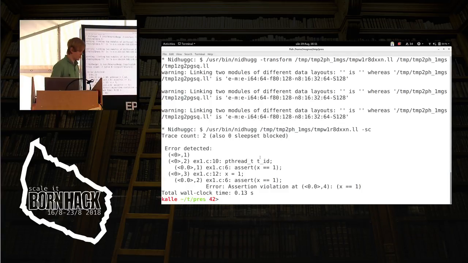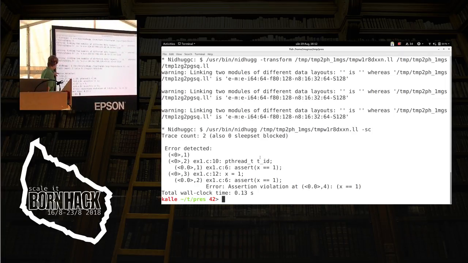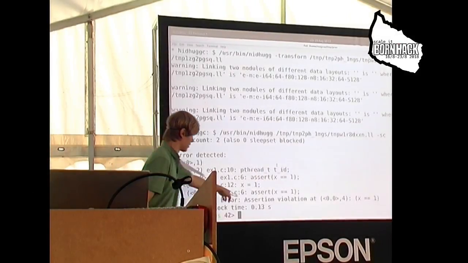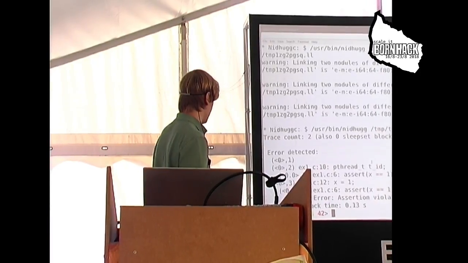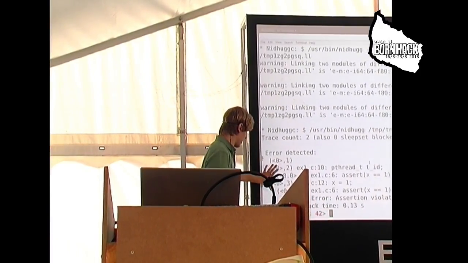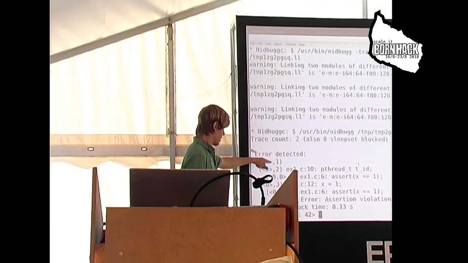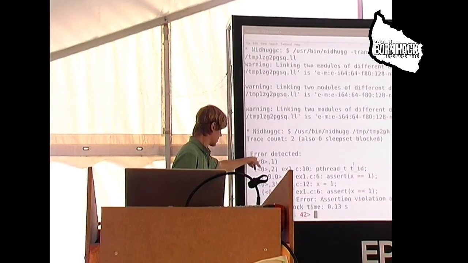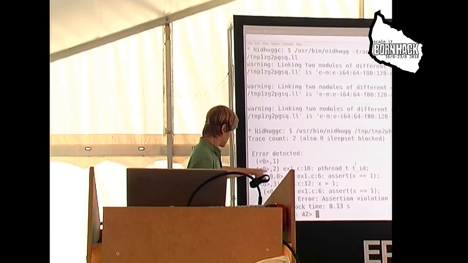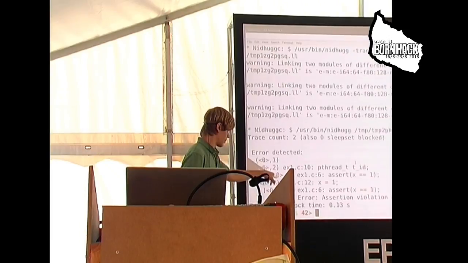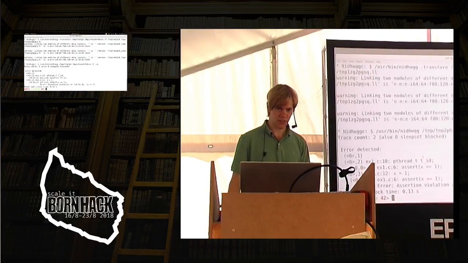So this means that Nidhugg ran this program twice, and after that it found a problem, which is an assertion violation, which is this x equals 1 we had. And above the error message, we have a trace of what the program actually did to come to that point. So this thing, this bracket 0 bracket, means the main thread. And then 0.0 is the first thread spawned by the main thread, and so on. So these are the thread identifiers that Nidhugg creates for itself.